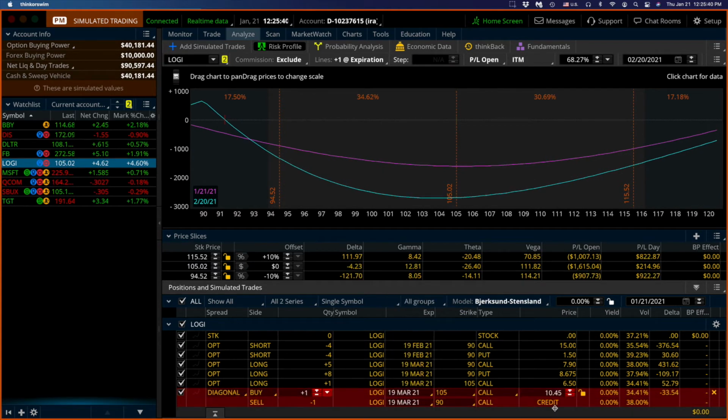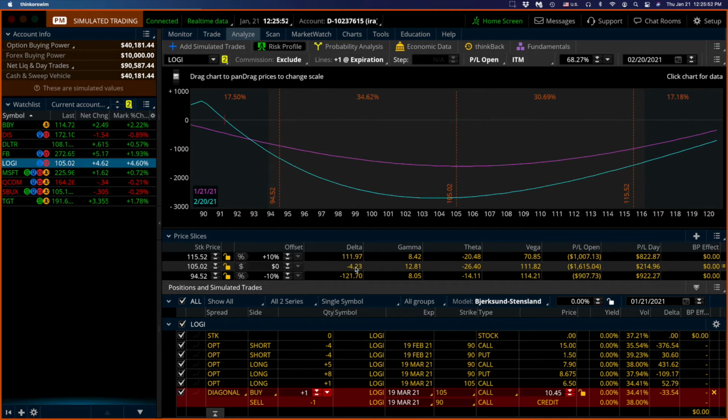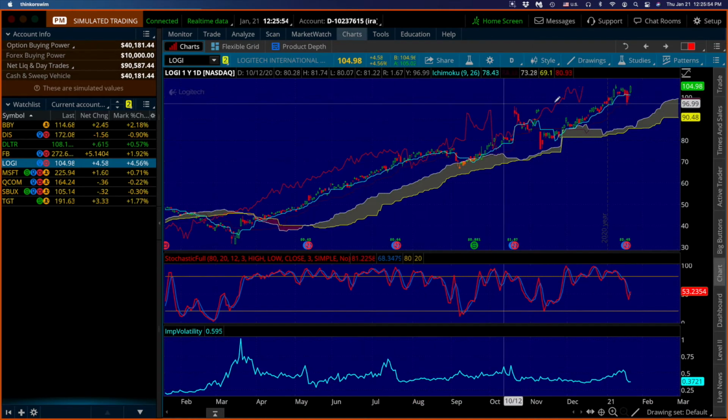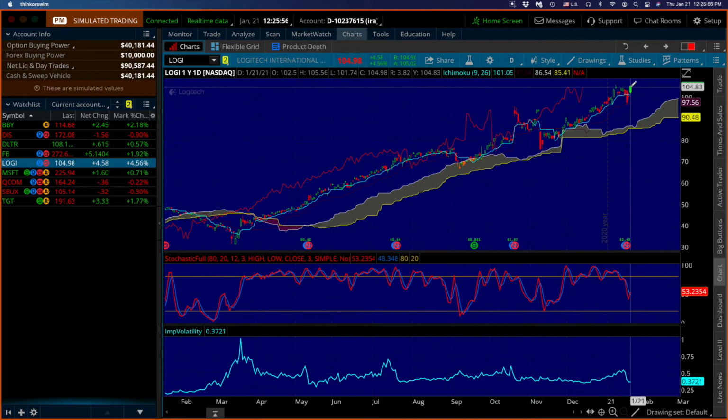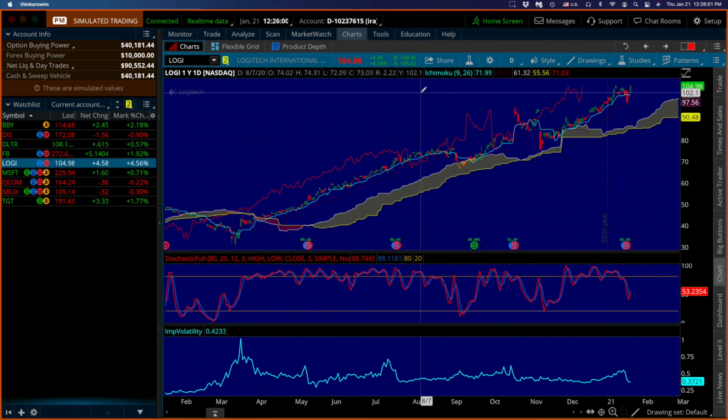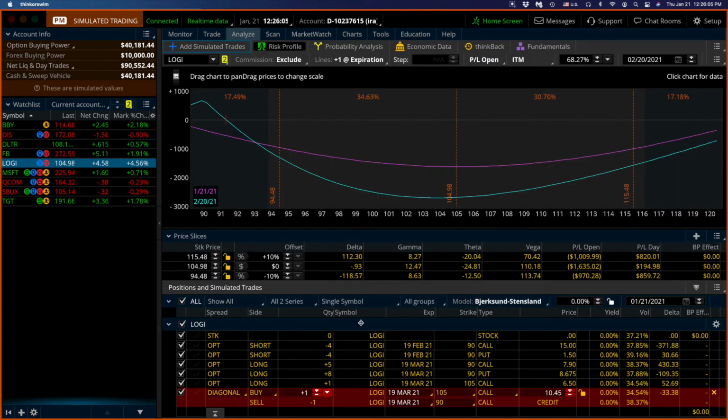and that gives me $10.45 times 100, $1,045 that I can use for other reasons. If I do that, my deltas will become negative. That's not such a hot idea when the stock seems to be breaking up to a new high. But we can certainly look at that again next week. So I'm going to leave that alone. The expiration is February, so no problem there. There's plenty of time before that.